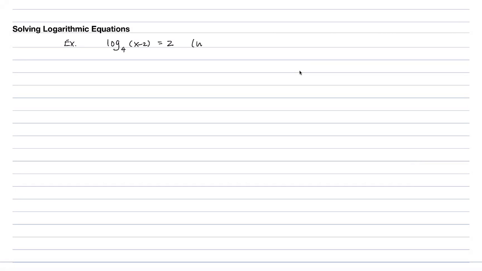So write it as an exponential function. When we write an exponential function right here, then we know that 4 is the base, and 2 is the exponent. So the way we rewrite it, that will be 4 squared, and that will equal x minus 2.